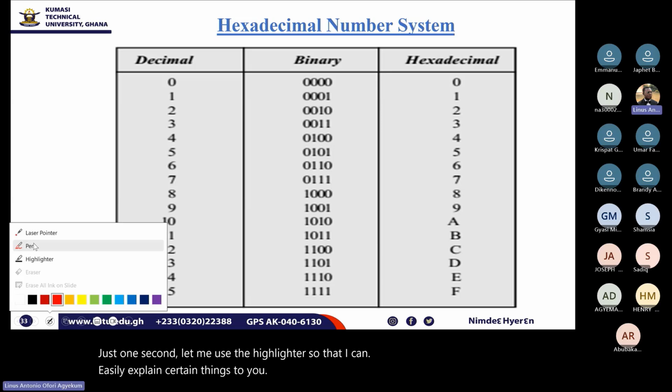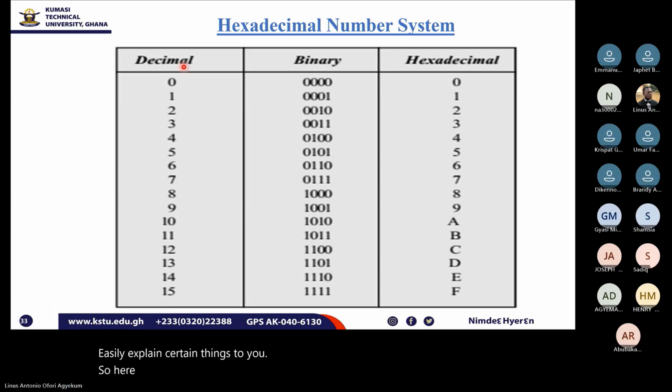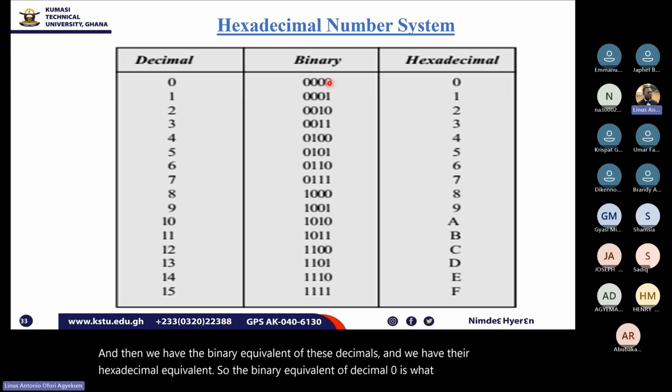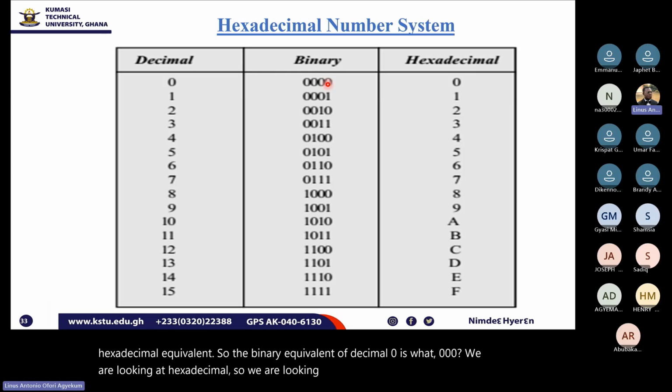So here we have the decimal in this whole area. And then we have the binary equivalent of these decimals, and we have their hexadecimal equivalent. So the binary equivalent of decimal 0 is what? 0000. We are looking at hexadecimal, so we are looking at 4 bits now. So the binary equivalent is represented by 4 bits. So we have 0000. Then the hexadecimal is also 0.